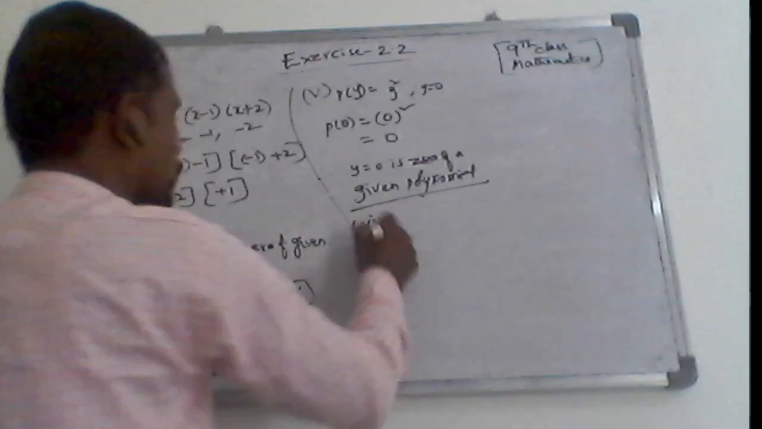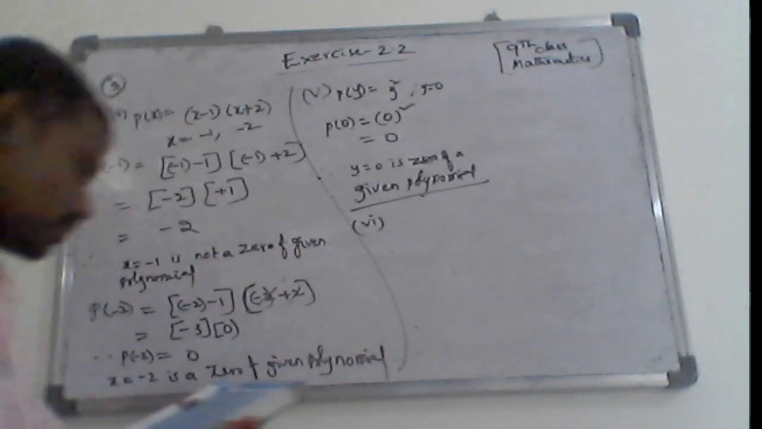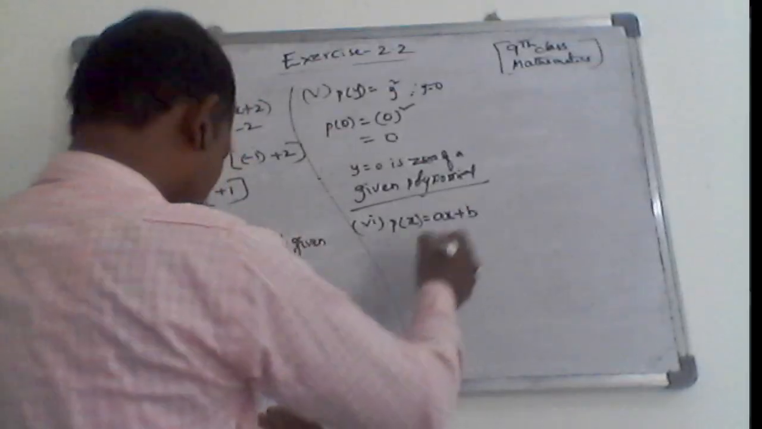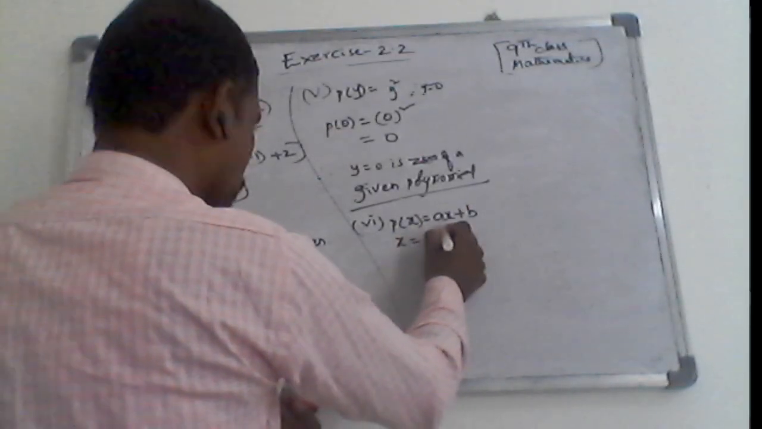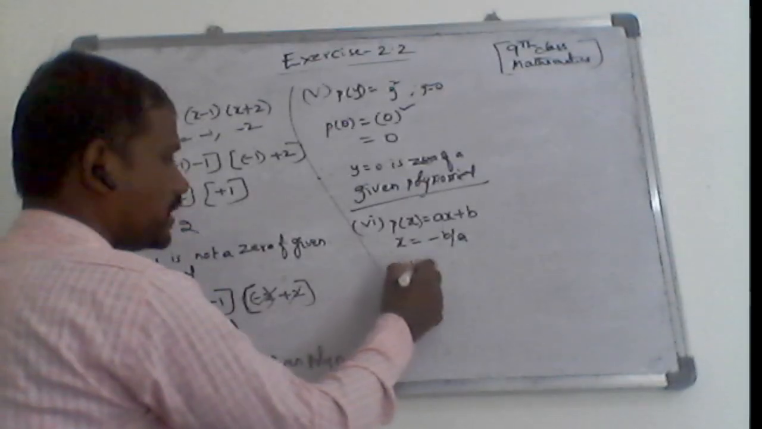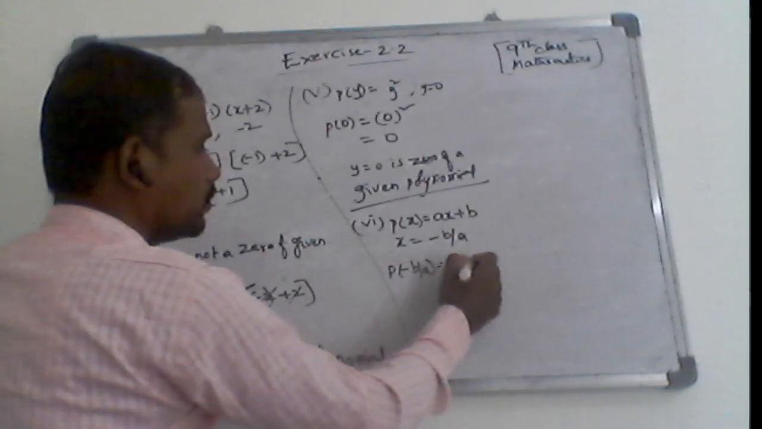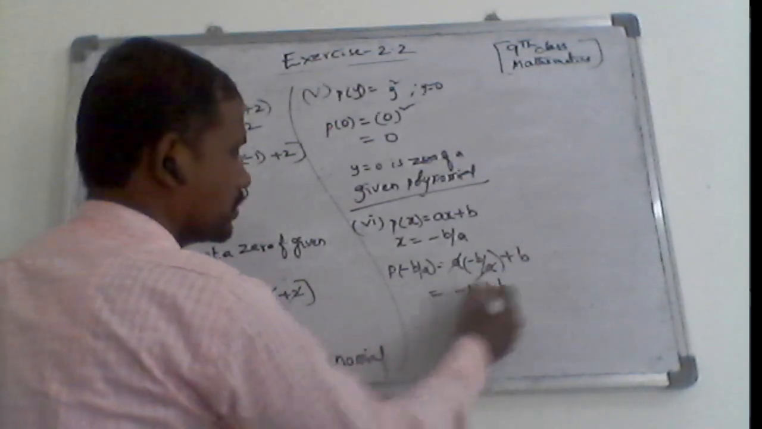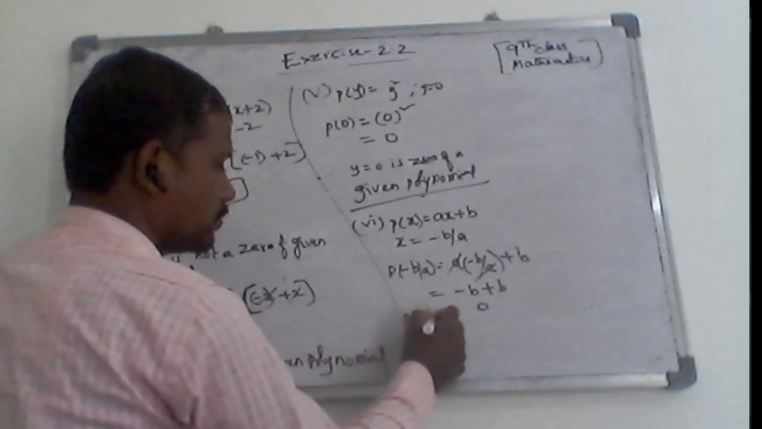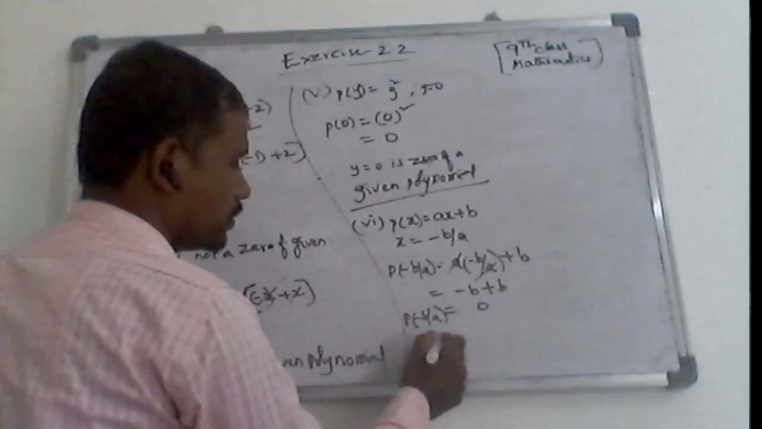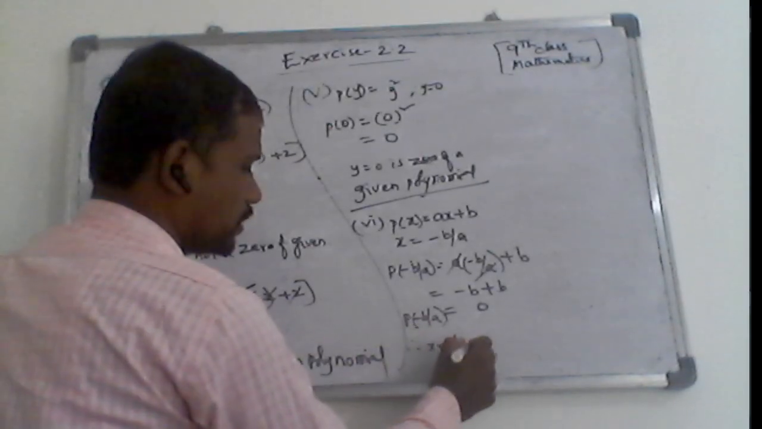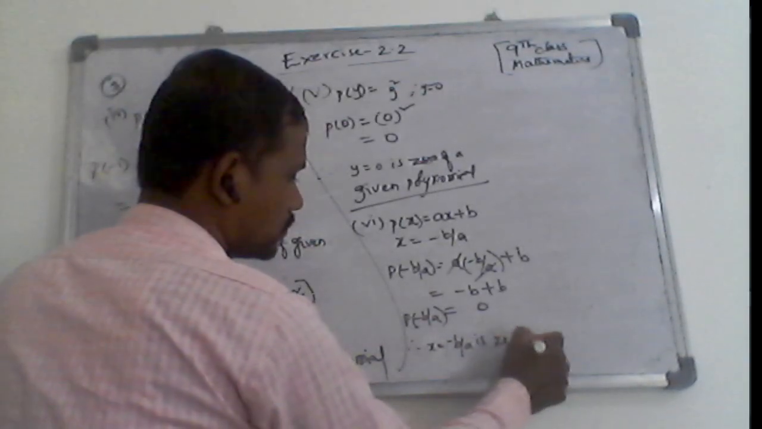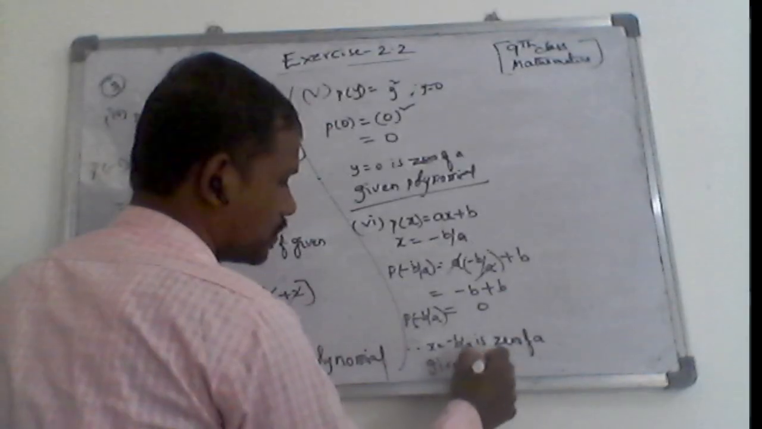Next one, sixth one. P of x equals ax plus b, x equal to minus b by a. So P of minus b by a equals a into minus b by a plus b. The a cancels, minus b plus b equals 0. So P of minus b by a equals 0. Therefore, x equal to minus b by a is a zero of the given polynomial.